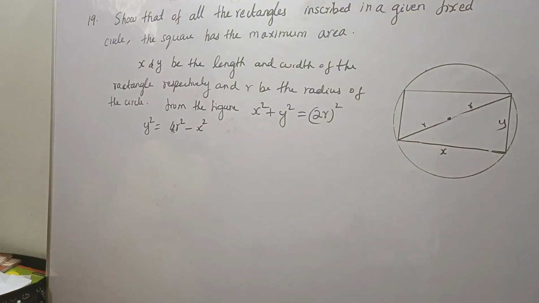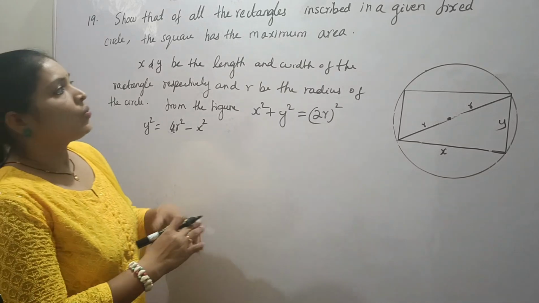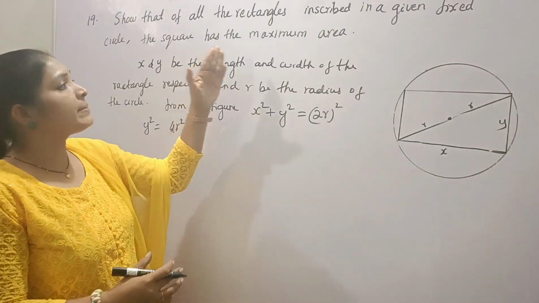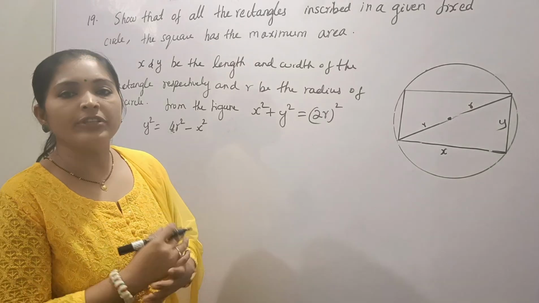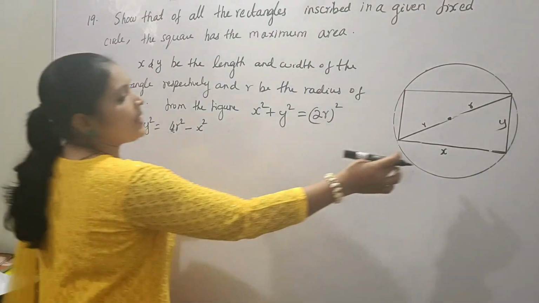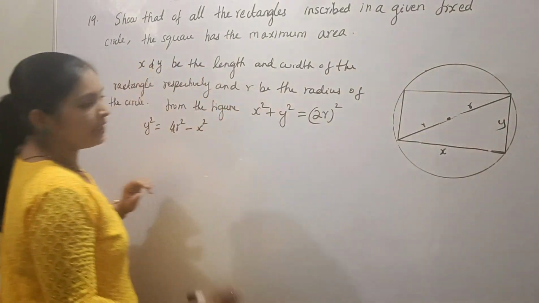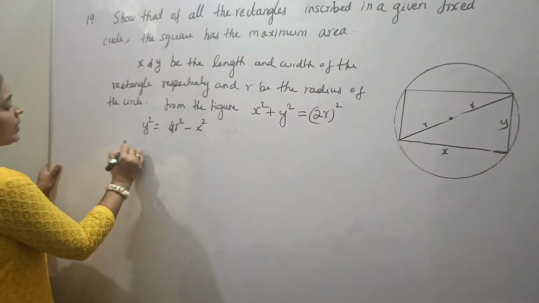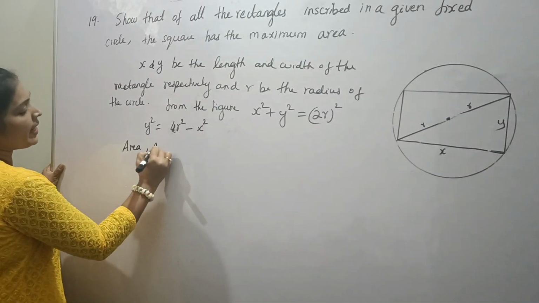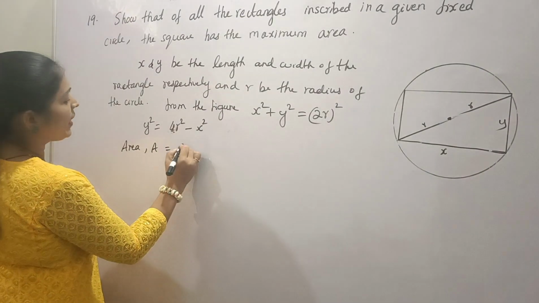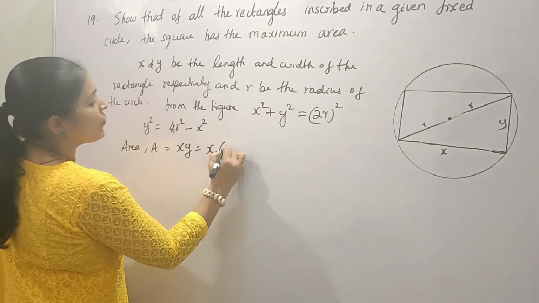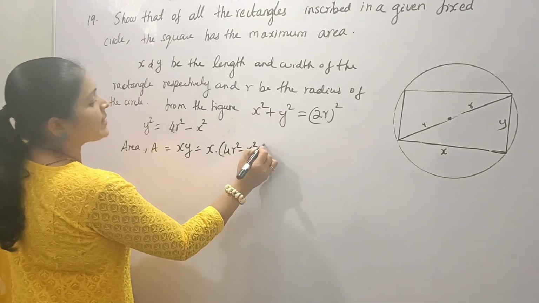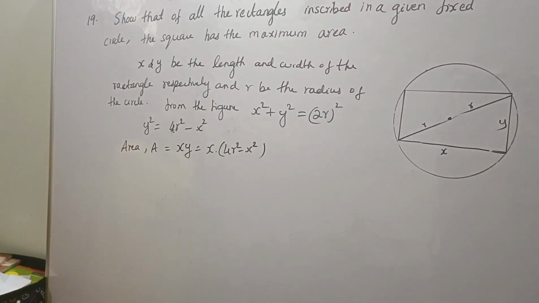Okay, then see here, what is the function? Maximum area. So area is the function, right? So what is the area of the rectangle? X is the length and y is the width. Then what is the area? Area of the rectangle A is equal to x into y, that is x into 4r square minus x square. Okay, so it is the area.